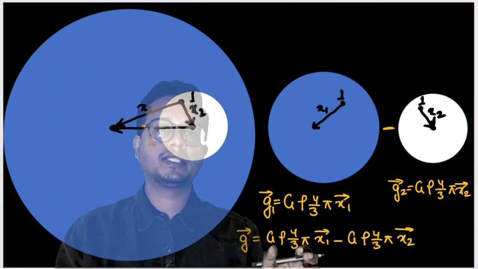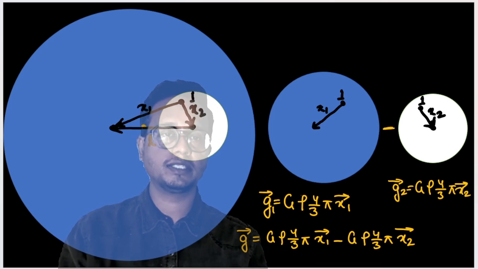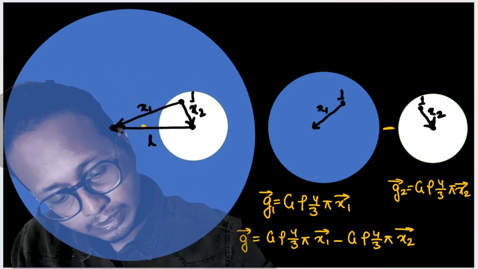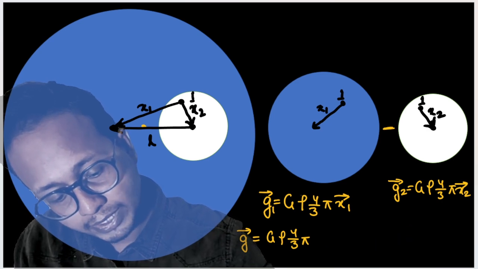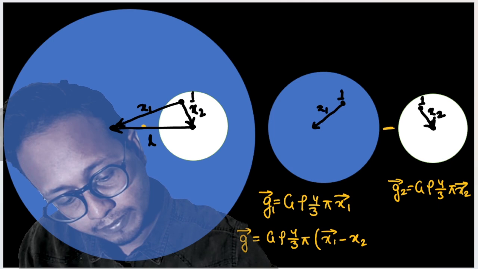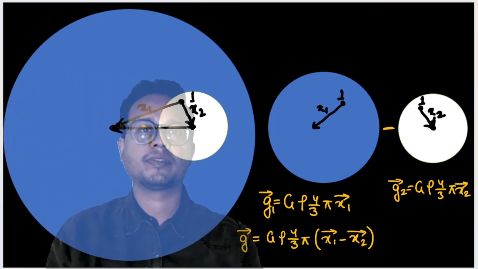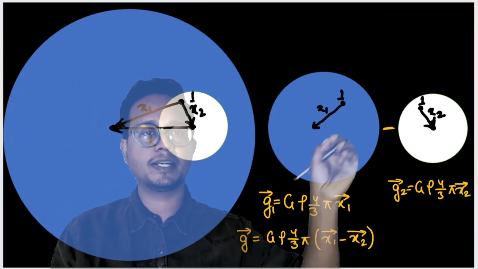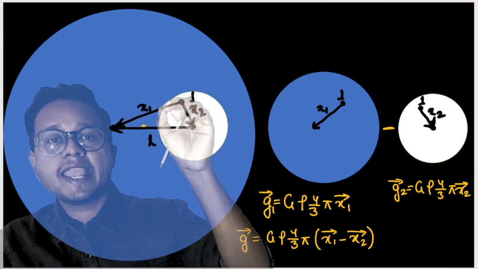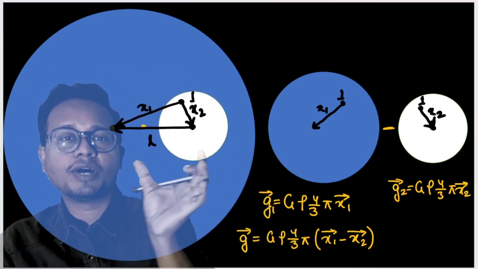Now G into rho into 4 by 3 pi are common in both terms, isn't it? So can I take them common? If I take them common, what will happen is G into rho into 4 by 3 pi times x1 vector minus x2 vector. This is the value of the gravitational field at point 1. Fair and fine.